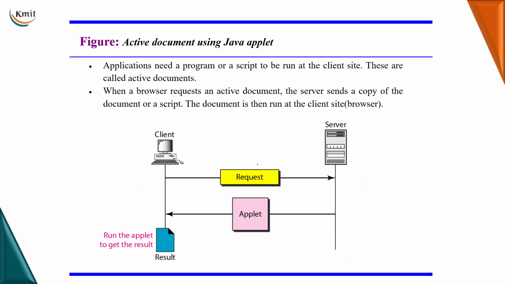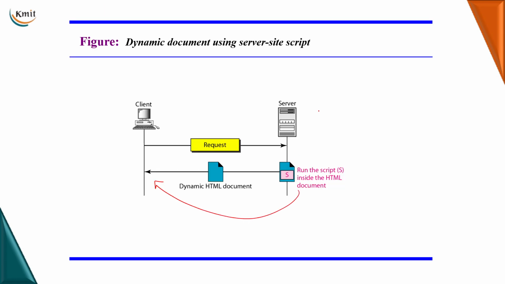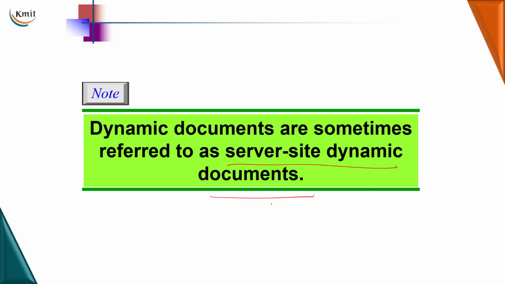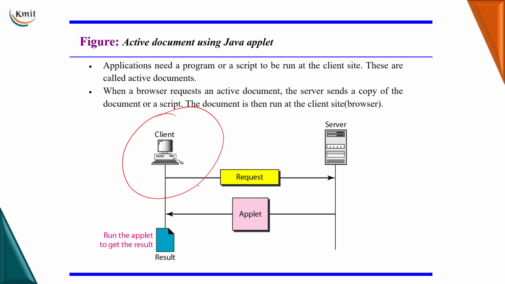Then we have the third type of document called the active document, wherein the application needs a program or script to be run at the client side. Here in dynamic documents, you were running the program at the server side, but where you require to run an application program at the client side, then they are called active documents. When a browser requests an active document, the server sends a copy of the document and then the document is run on the client machine. The best example is Java applets, which are run on the client machine for animation purposes.